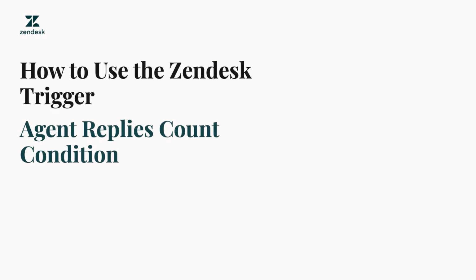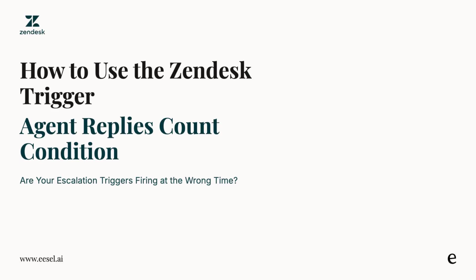Your escalation trigger is set up, it looks correct, but somehow it still fires too late. Or not at all. The culprit is almost always a misunderstanding of one specific condition: agent replies count. This guide shows you exactly how it works, how to configure it, and where it breaks.